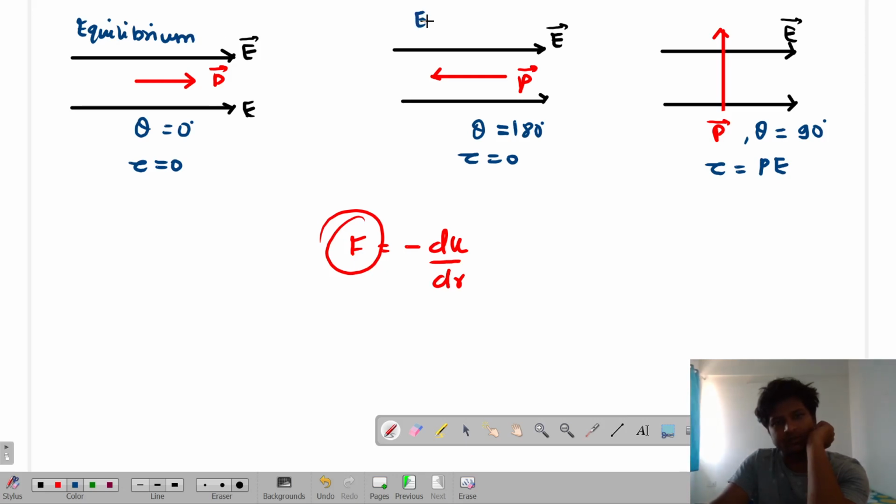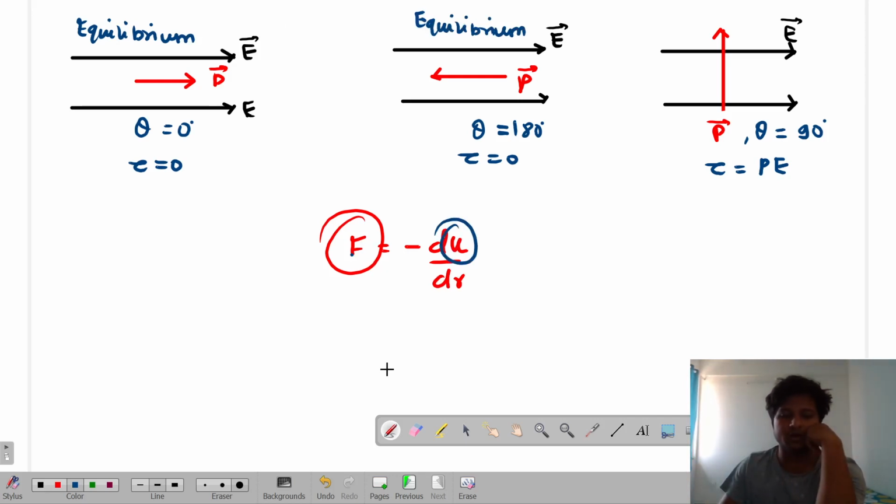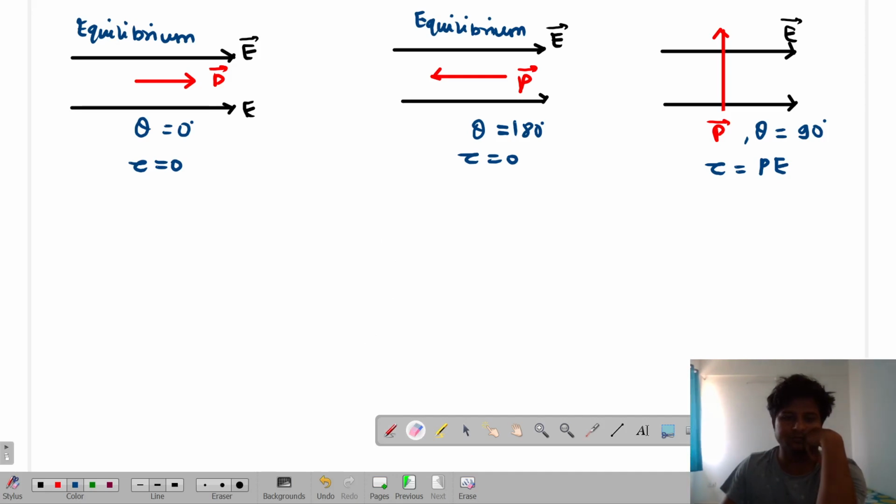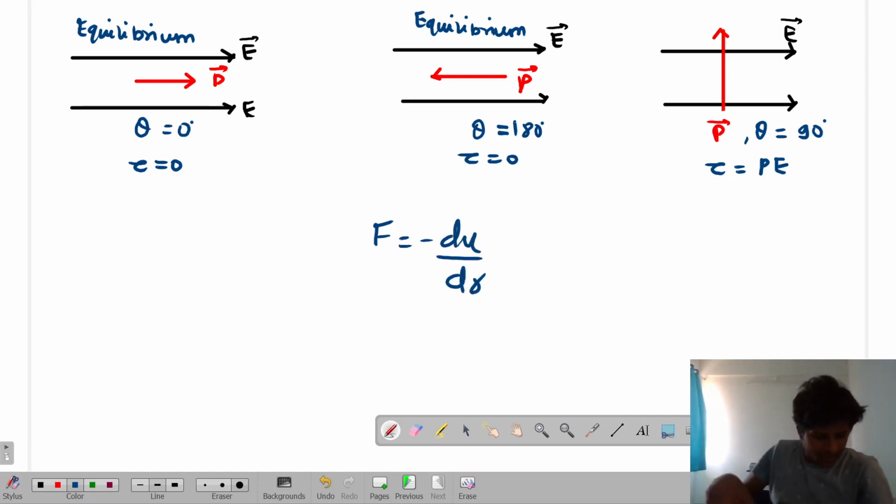This one is also equilibrium. Now look over here. If potential energy is maximum, then the force will be minimum or not? And if potential energy is minimum, force will be maximum. And so look over here. When we used to write F is equal to minus du by dr.